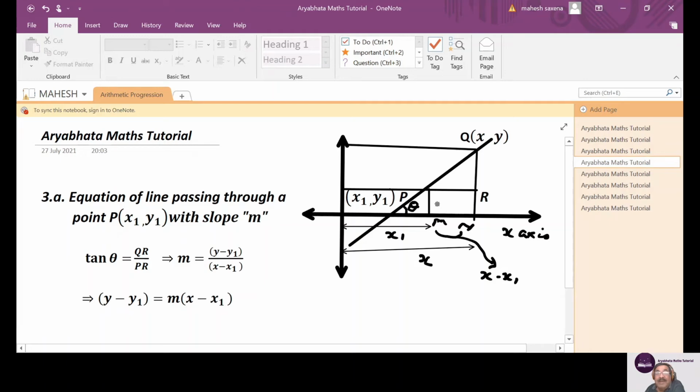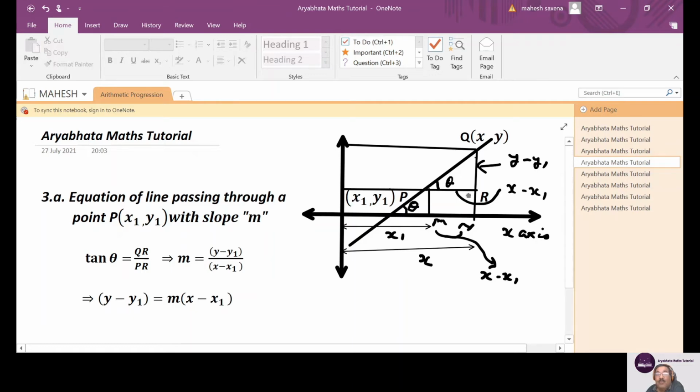Then by geometry, PR is equal to MN. Therefore, PR will also be x minus x1. Similarly, we can prove that QR is y minus y1. Now by geometry, angle QPR will also be equal to theta.